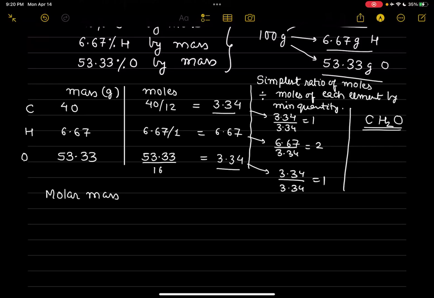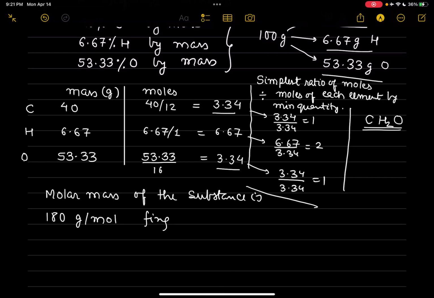And now they will provide you the molar mass. We need a whole number for that, right? To multiply it with the empirical formula. Molar mass of the substance is 180 gram per mole. So find the molecular formula. Got it?